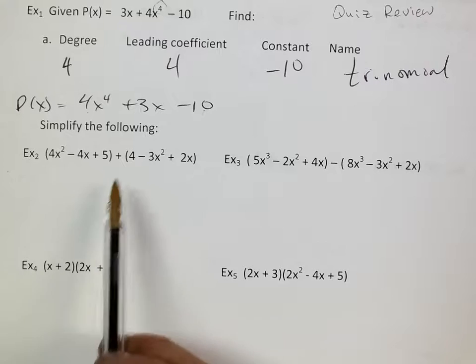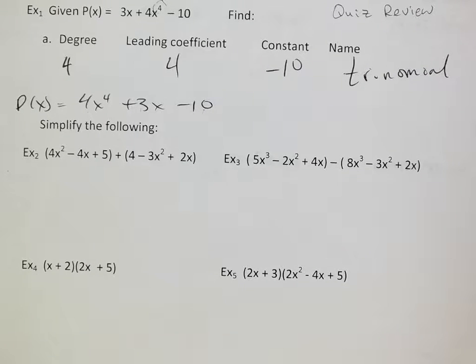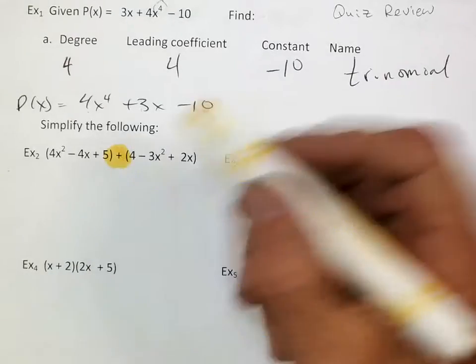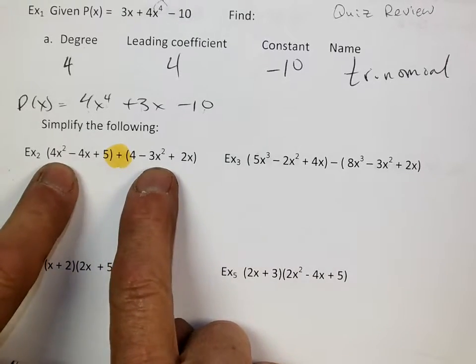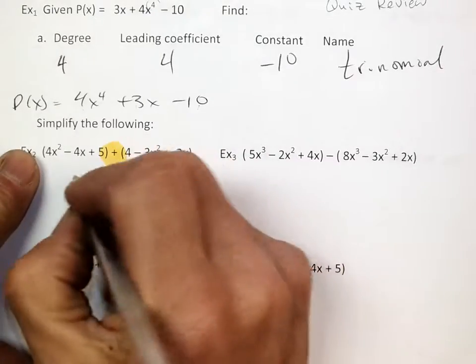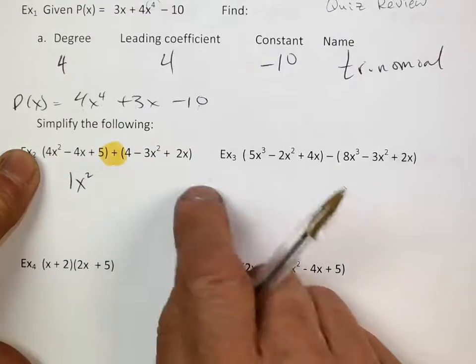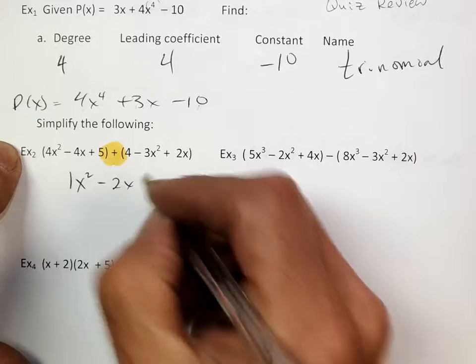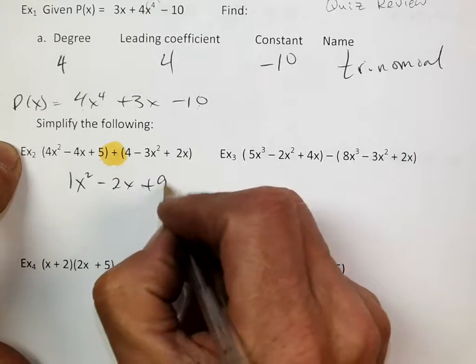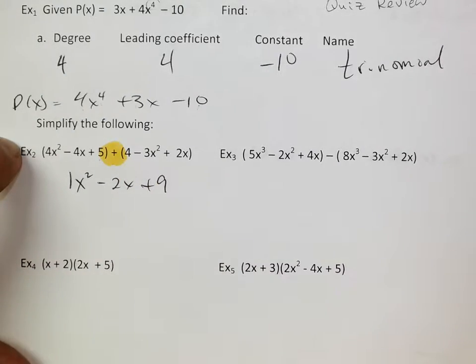Number 2, please do not multiply these. In fact, let me circle this, highlight this, okay, for you. Please do not multiply, just add. So, all right, these two, 4x squared minus 3x squared makes a 1x squared. Negative 4x and a 2x makes a negative 2x, and a 5 and 4 makes a 9. That's all you got to do.